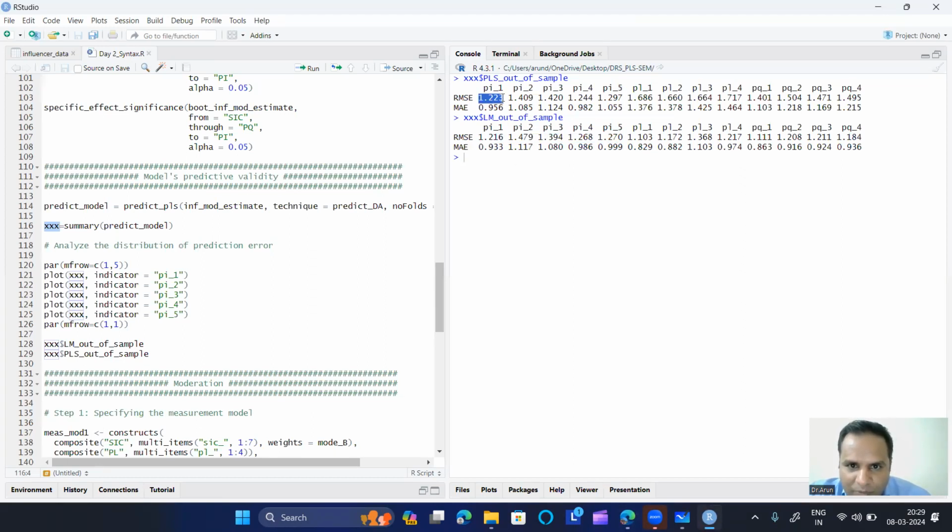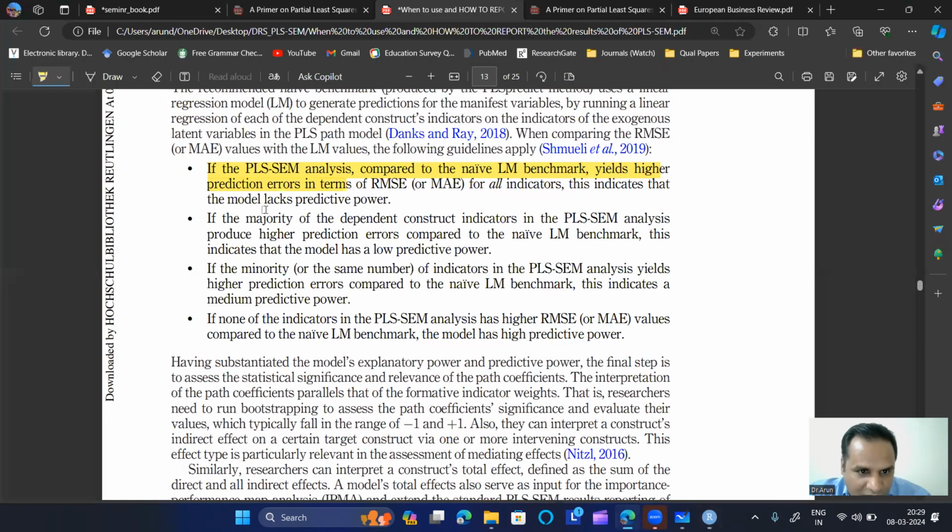Actually, we are winning. We are winning in P1, we are winning in P3, and we are winning in P5 because we are higher. See, here it says if the PLS SEM analysis compared to the new LM benchmark yields higher prediction errors for all indicators. If all PLS SEM is higher, we say high prediction power. Second, if the majority of the dependent constructs are higher. Now there are 5 indicators. Out of 5, 3 are higher.